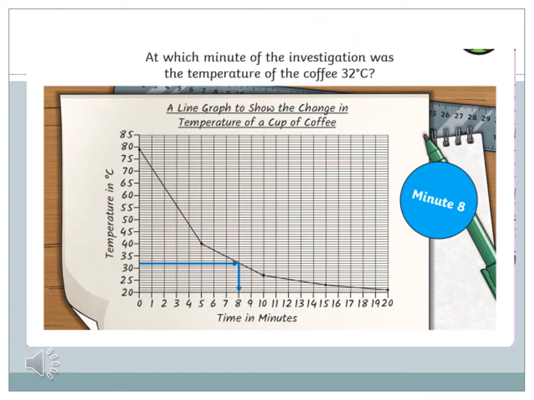So for this one, you've been given 32 degrees as your measurement. So that is on the y-axis. This time we need to find 32 on the y-axis and then measure across to where it meets the line and then go to the x-axis. So hopefully you got the answer 8 minutes.